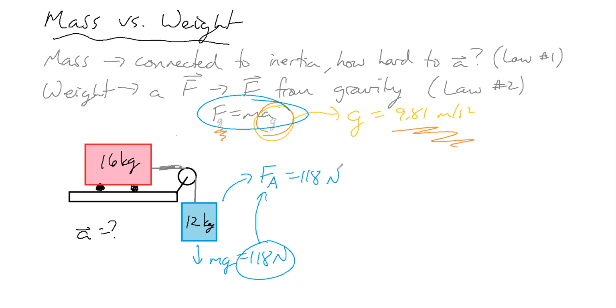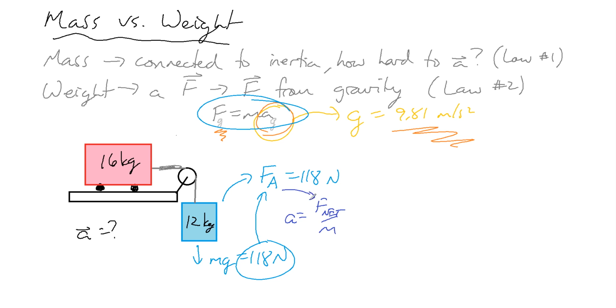Well, if that's the only force trying to move it, to find the acceleration would be the net force divided by the mass. Since the 118 is the only force we've got going on, not only is that my applied force, that's also going to be my net force because I've got nothing else working on this thing. So my net force would also be 118. Now I want to divide that by the mass. Now, what mass do I use?